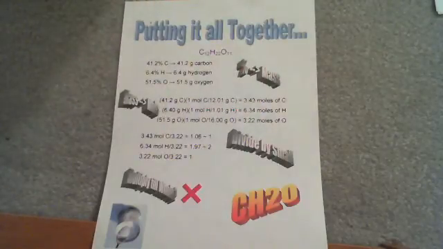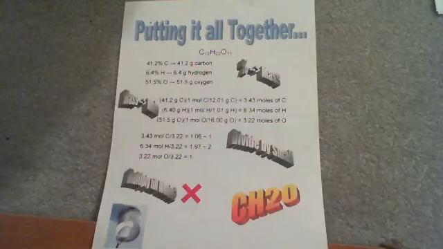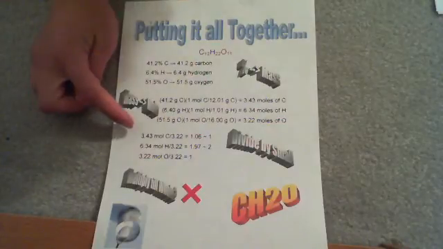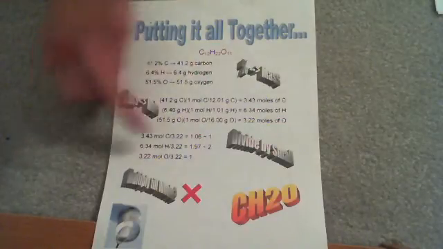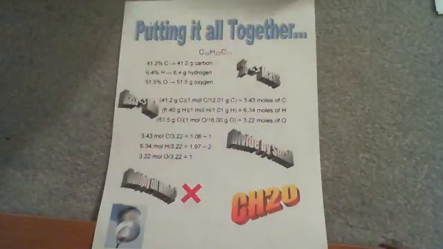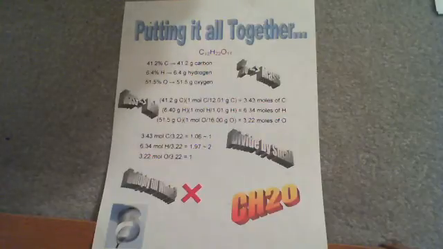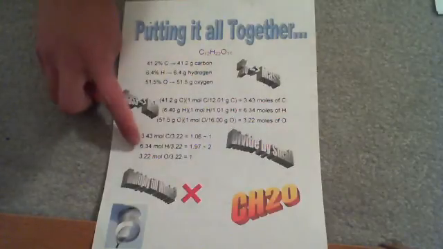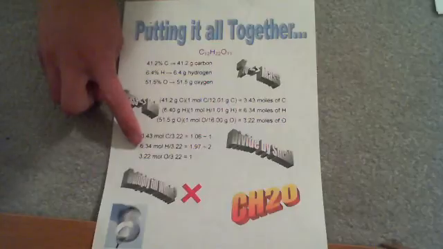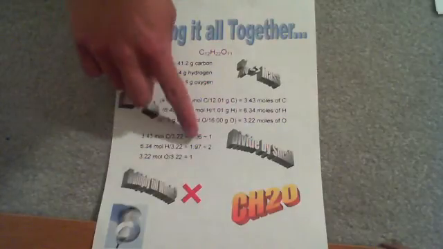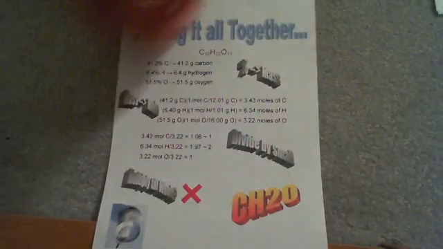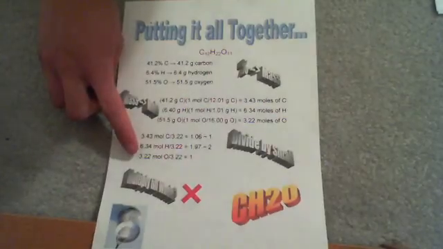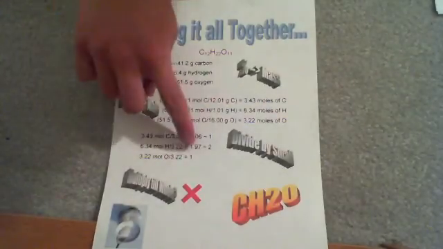Because 3.22 moles of oxygen is the smallest mole value, we then divide each of the other mole values by this number. 3.43 moles of carbon divided by 3.22 equals 1.06, which is about 1. 6.34 moles of hydrogen divided by 3.22 equals 1.97, which is about 2. And 3.22 moles of oxygen divided by itself is, of course, 1.